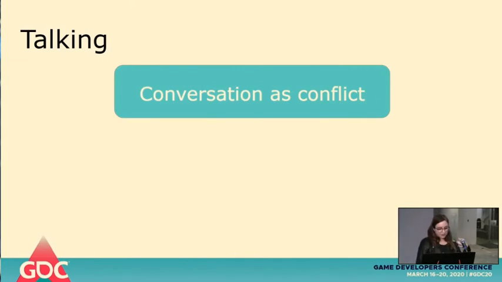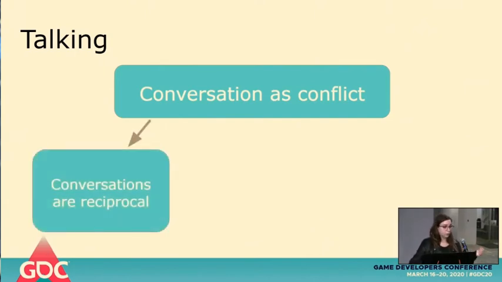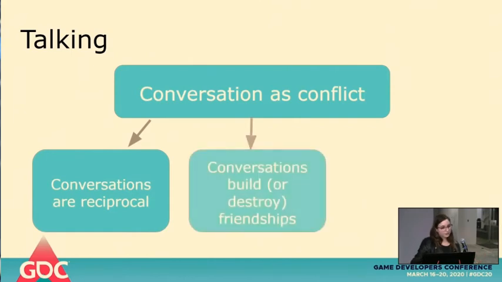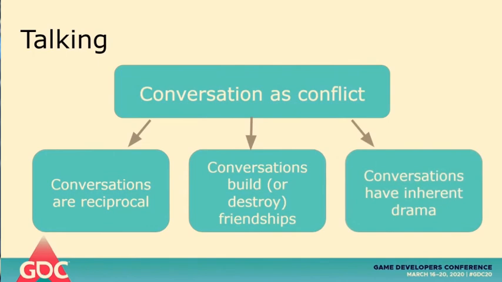So if I wanted to use conversation as conflict, I figured there were three important facets of that. Conversations are reciprocal. There will be consequences. Conversations can build or destroy friendships. And conversations already have all this inherent drama to them. Considering these points as my ways into building conversations as conflict led me to the whole secret system.